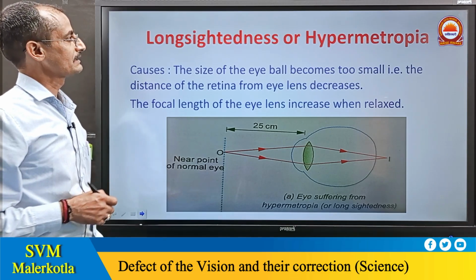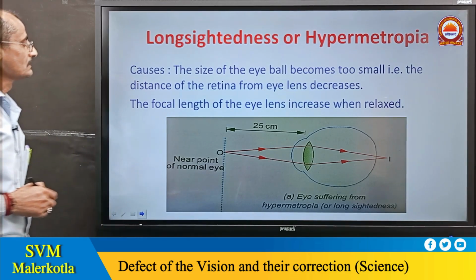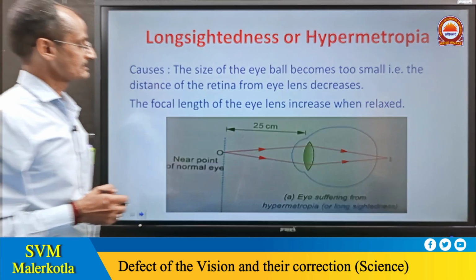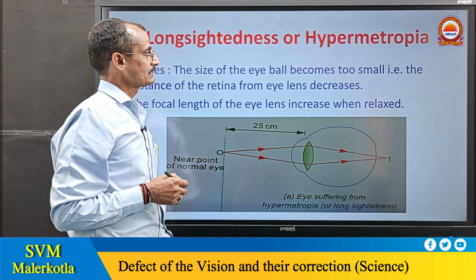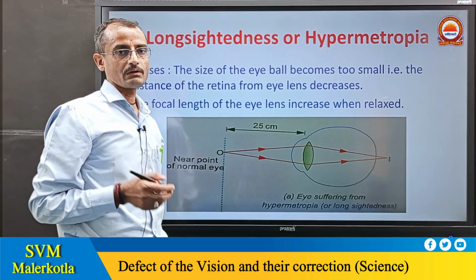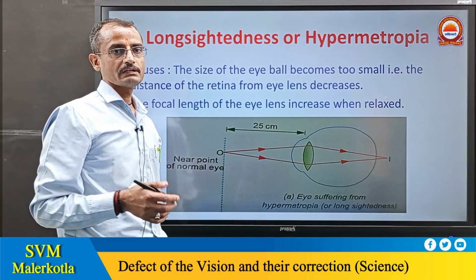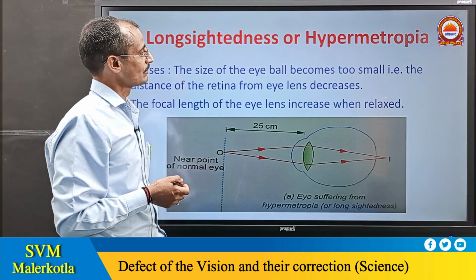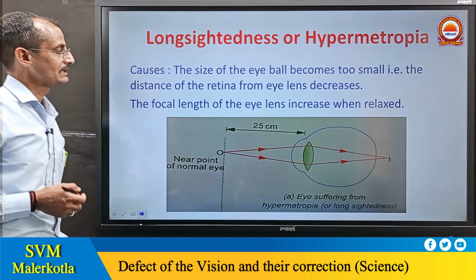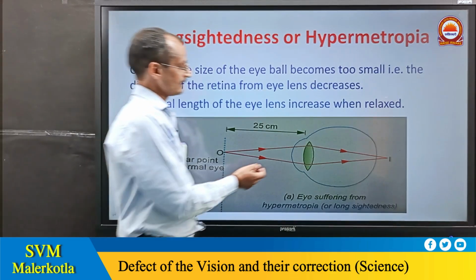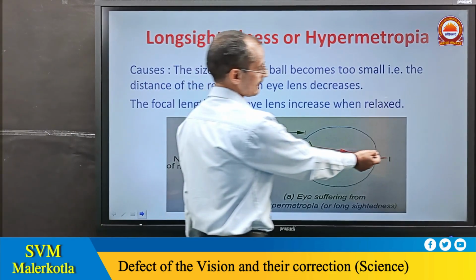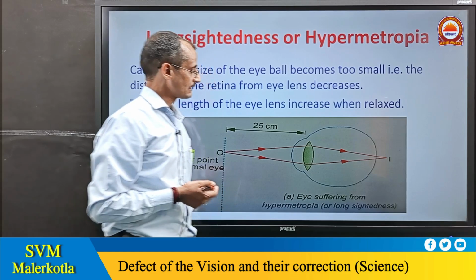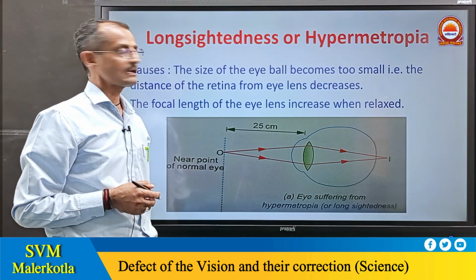Next, long-sightedness or hypermetropia. Long-sightedness is when one can see a long distant object but cannot see a near object. So this is also called hypermetropia. Now you can see the image formed is behind the retina and one cannot see the object clearly.